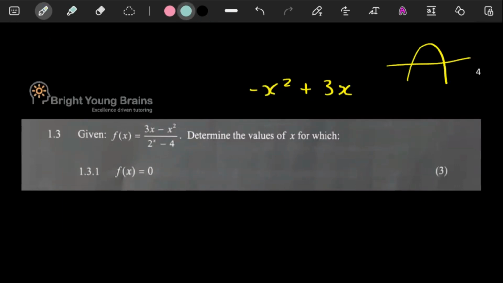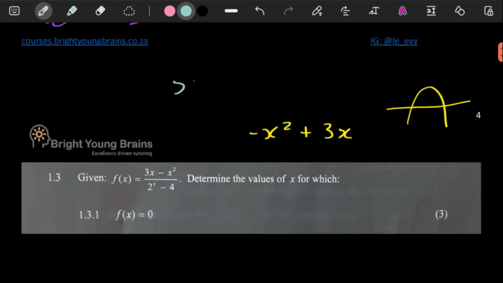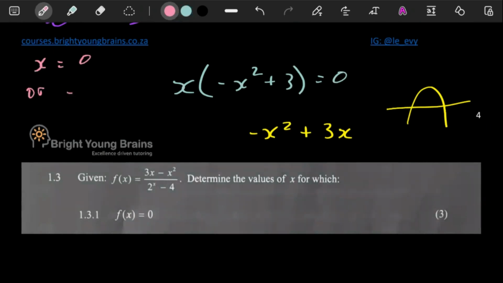This negative parabola, if you take out x as a common factor, you're going to have x times negative x plus 3 equal to 0, which is going to be x is equal to 0, or negative x plus 3 is equal to 0. So this is going to be x is equal to 3. Meaning this here is a 0, this here is a 3.